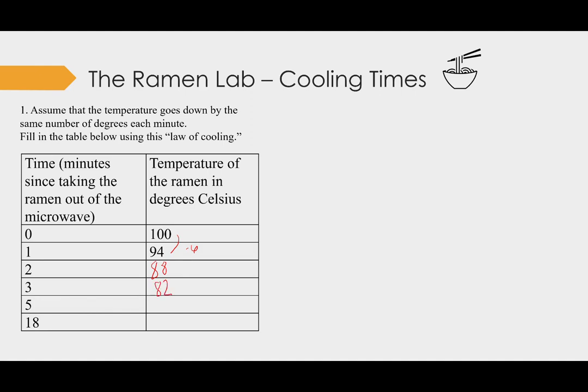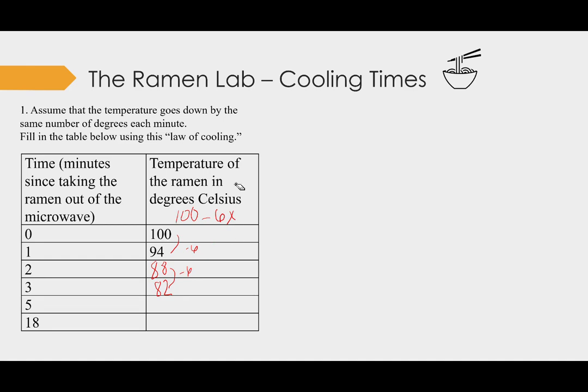Notice the table is not at 4 the next minute, right? So we're going to skip to 5, then we're going to skip to 18. So we really need to think about how to find the temperature other than just subtracting 6 lots and lots of times. This is a constant rate, though. Every time it goes down by 6. So if we start at 100, go down by 6 every time, we could just multiply that by the time.